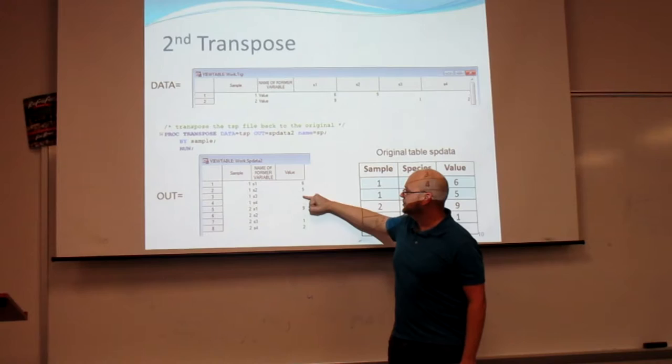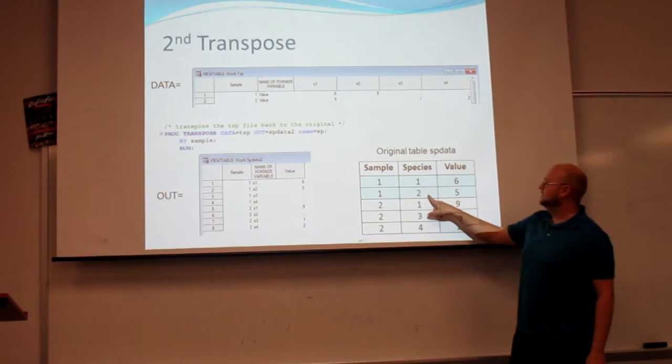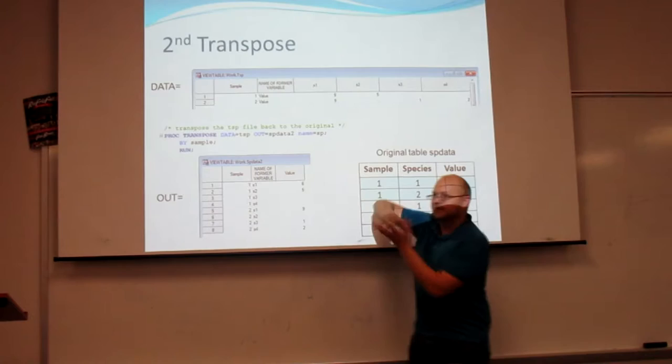So you can see, in sample one, for species one, we found six right here. Species two, we found five individuals, but then we didn't find anything for species three and four, but it knew that was in the table. So now we have these rows here. So now we've expanded our set, essentially.